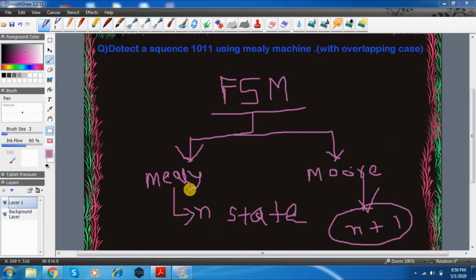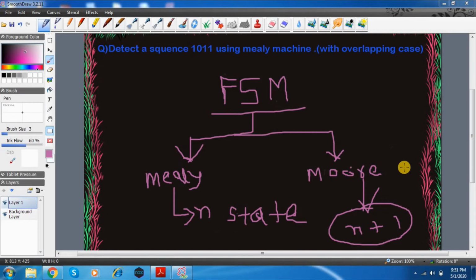If you want to design a Mealy machine, you require n number of states. Means, if you want to detect a sequence 1011, that is 4-bit, with the help of a Mealy machine, you require 4 states only. That is n equal to 4 bits.